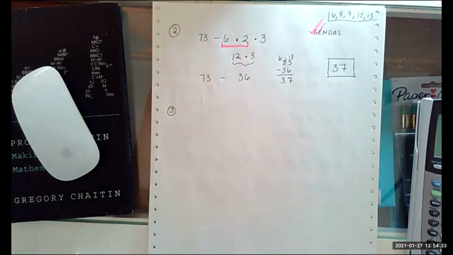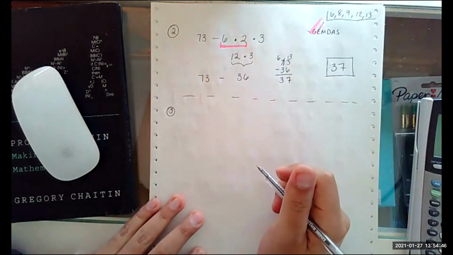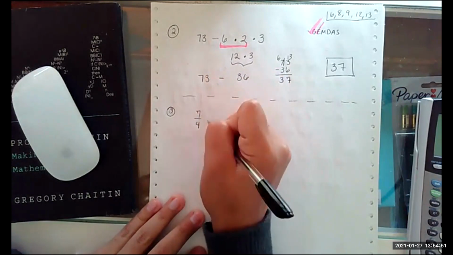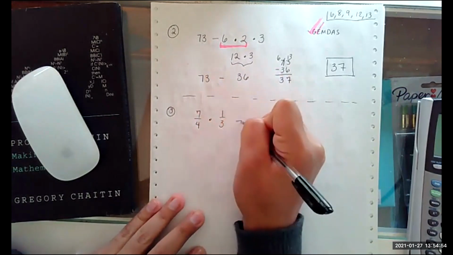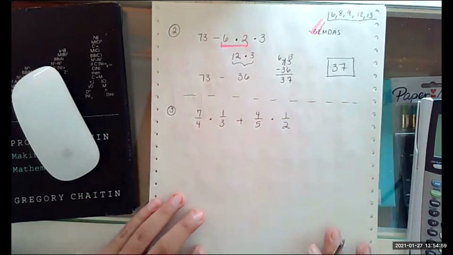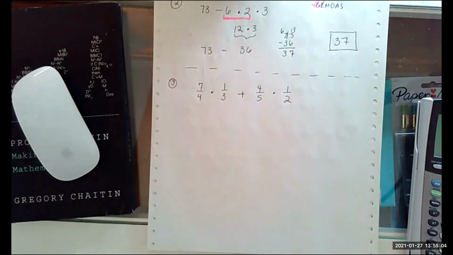Any questions about that one? Okay, let's level up a little bit. Let's think about 7/4 times 1/3 plus 4/5 times 1/2. I'm going to give you guys a few minutes to try to work this one out. But if you have any questions, I'm right here.